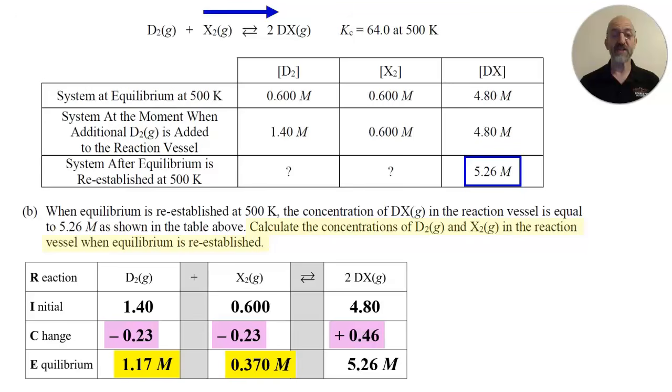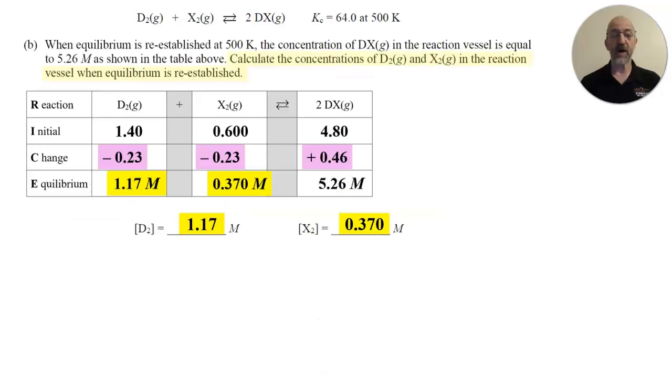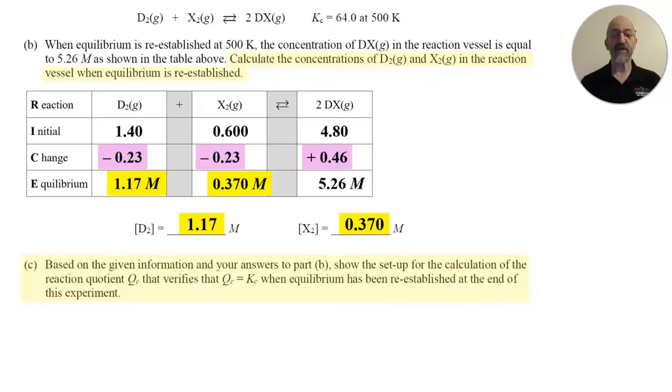So now we have officially answered part B. We have calculated the concentrations of substances D2 and X2 in the reaction vessel when equilibrium is reestablished. And now there's only one more part remaining, which is part C of question 1. Now in part C of question 1, this will be a verification.